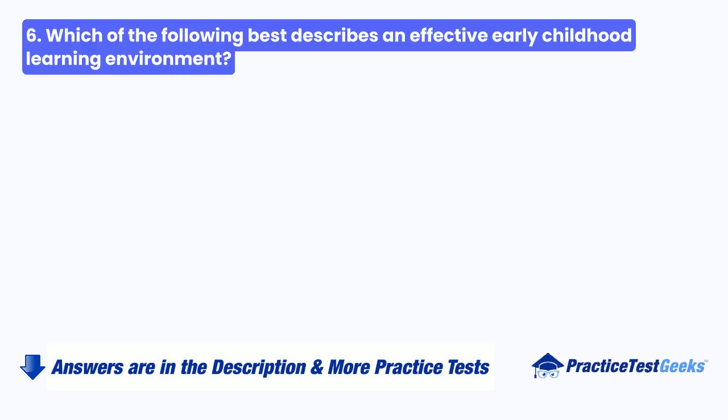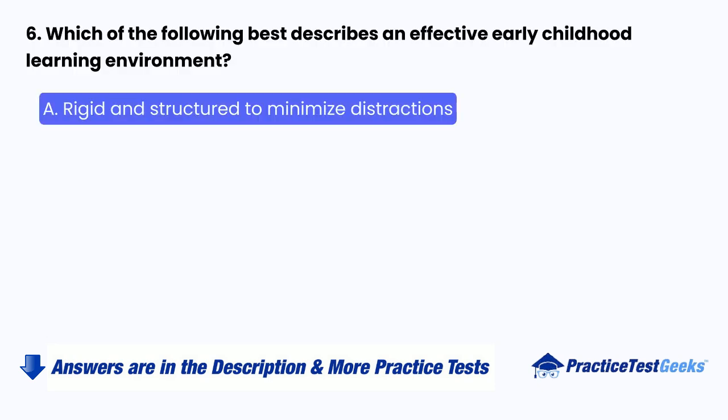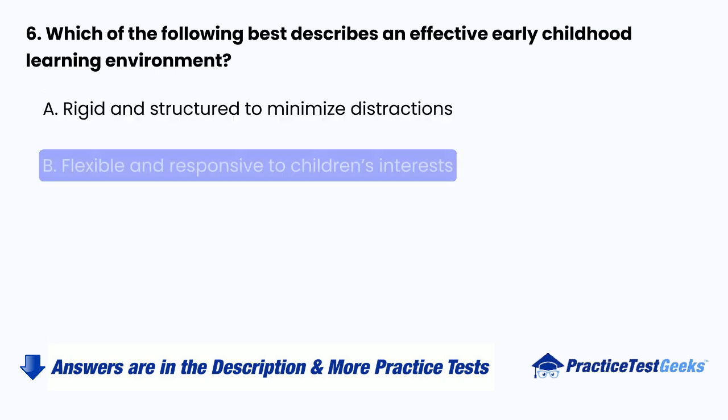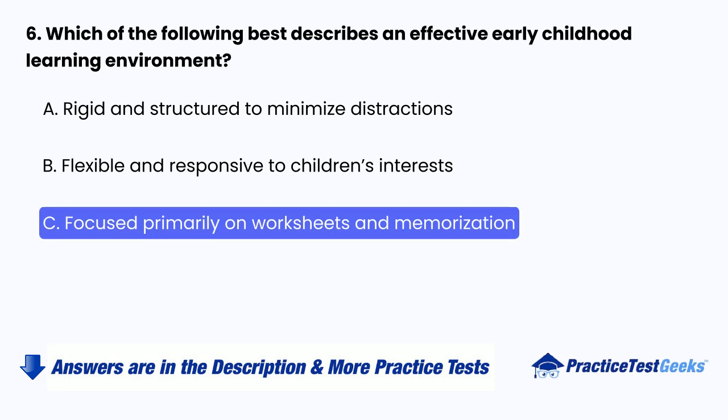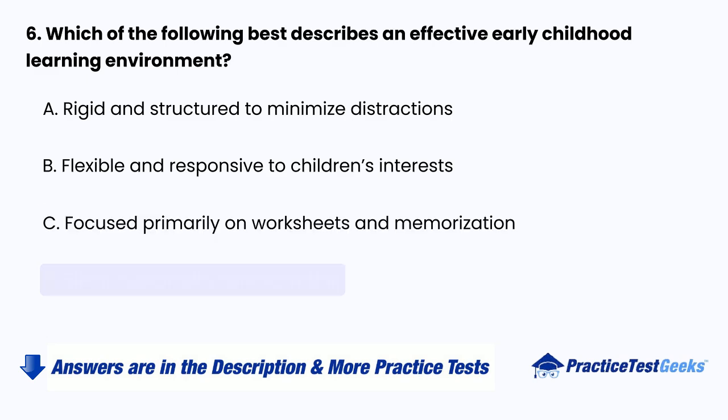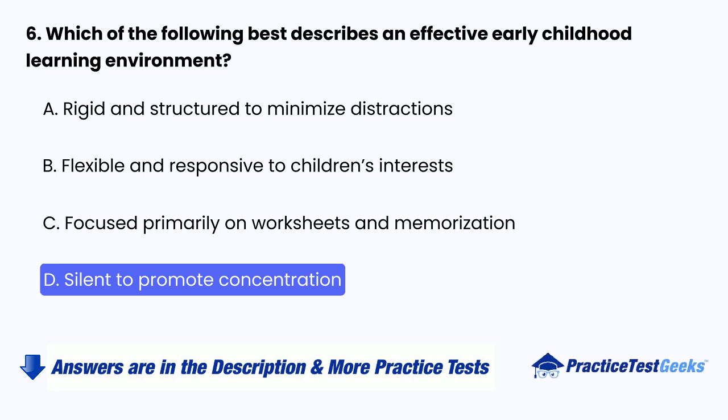6. Which of the following best describes an effective early childhood learning environment? A. Rigid and structured to minimize distractions. B. Flexible and responsive to children's interests. C. Focused primarily on worksheets and memorization. D. Silent to promote concentration.